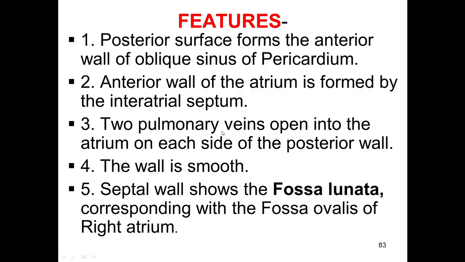What are the features of the left atrium? It forms the oblique sinus. Remember the oblique sinus of the pericardium? Yes. The anterior wall of this atrium is formed by the interatrial septum, and two pulmonary veins open into the atrium on each side of the posterior wall. The wall is smooth, and there is one more fossa. Remember we talked about the fossa ovalis in the right atrium, and corresponding to that there is one more fossa in the left atrium, known as the fossa lunata.